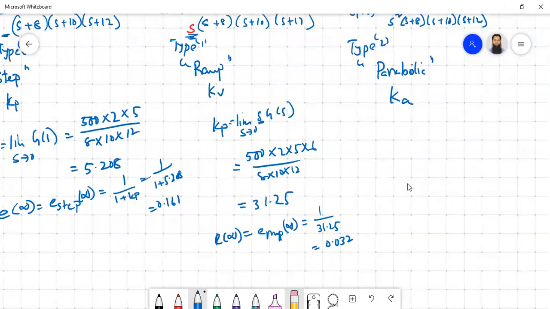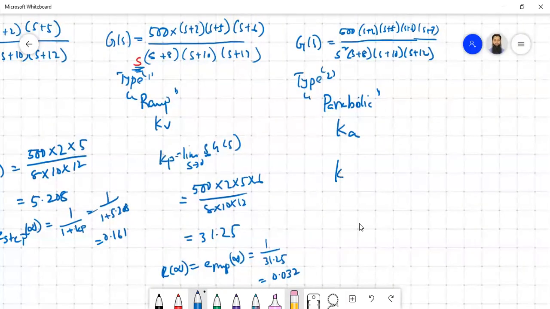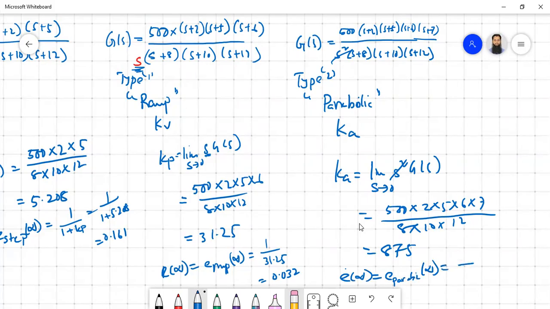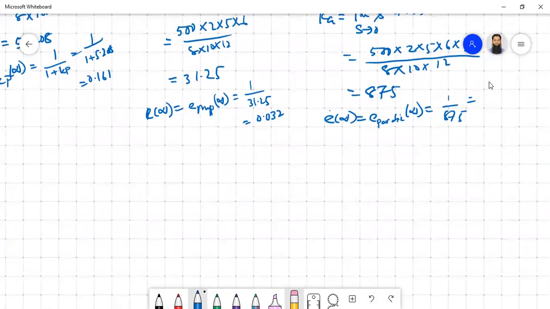Similarly, if we go for the Ka, so Ka is the limit as s tends to 0 of s squared g of s. Now s squared and s squared are getting cancelled out. What is left is 500 into 2 into 5 into 6 into 7 divided by 8 into 10 into 12, and this will give us around 875. So your E infinity, or E parabolic infinity, is 1 by that factor, that is around 1.14 into 10 to the power minus 3. So this is your steady state error.